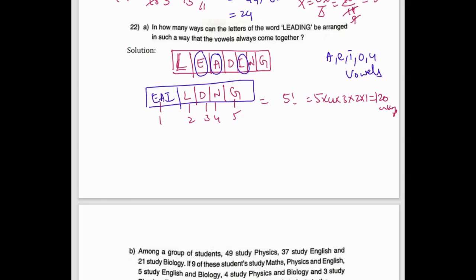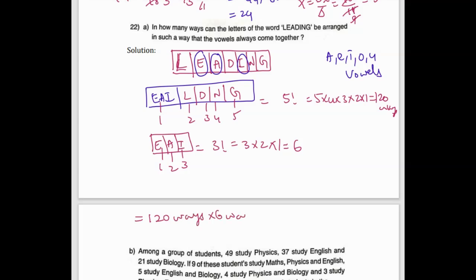Now since we have taken this E, A, I vowels separately, we have to find the solution for them. That is in how many ways that can be arranged. That is 1, 2 and 3. That will be 3 factorial. That will be 3 into 2 into 1. That is nothing but 6. So now the way of arranging all vowels together will be 120 ways into 6 ways. That will be how much? 720 ways is the final answer.